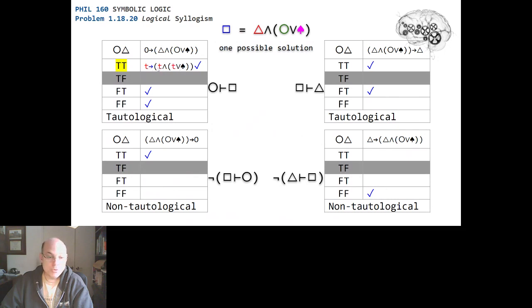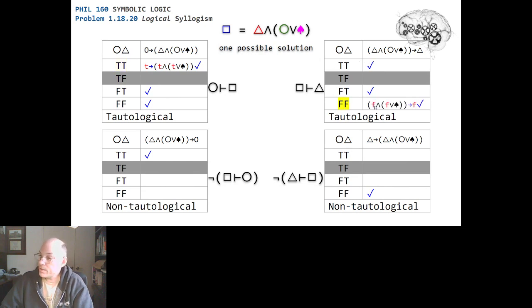And we've got true only if true. That's a true statement. And so we get the blue check mark. We pass the first test in that our proposed solution is a tautology for circle only if square. The other easy one is the other tautology.